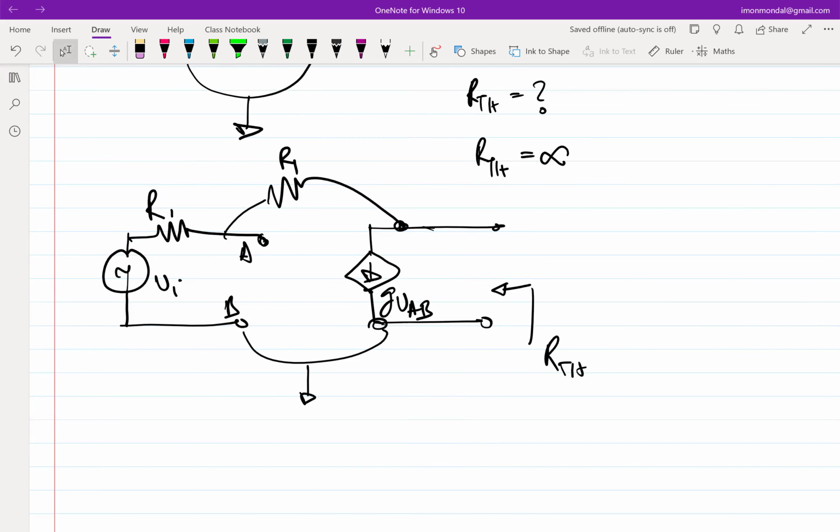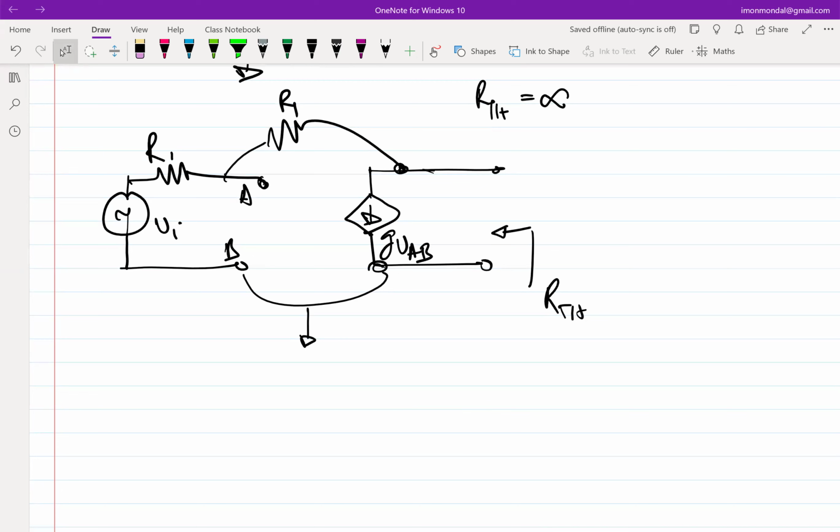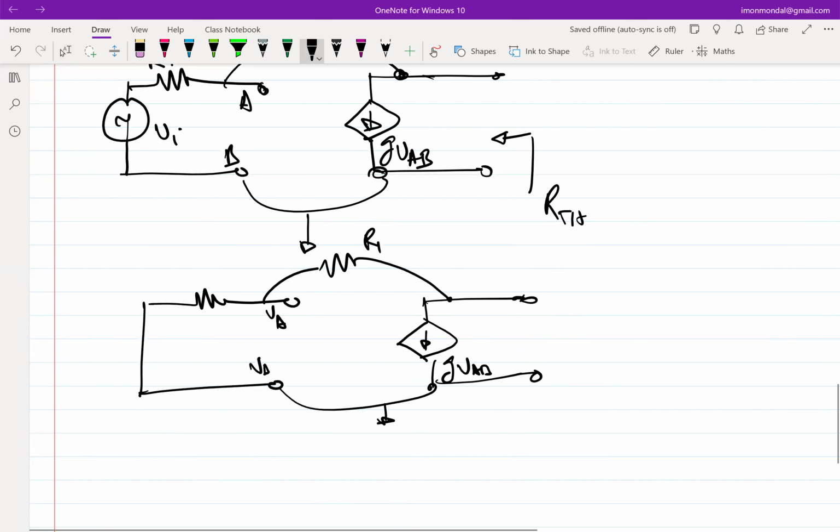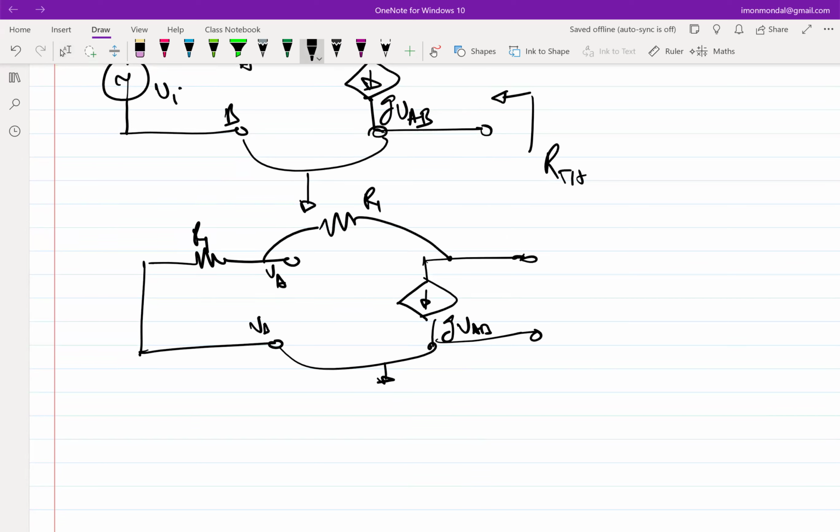So what should I do? First thing, desensitize the source, which means this goes shorted. I redraw the same circuit. VA, this is VB, this is G VAB. And then what? Yeah, I apply a voltage source, V test, and I find out the current I test, right?